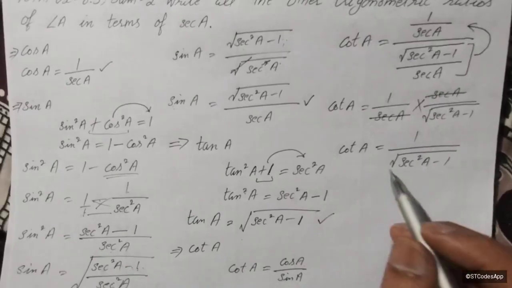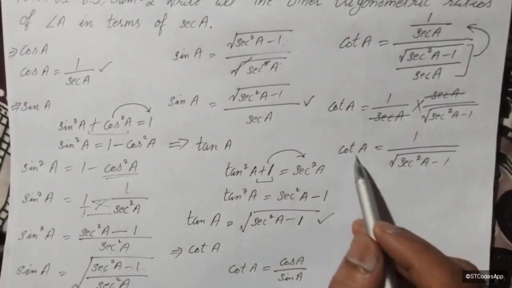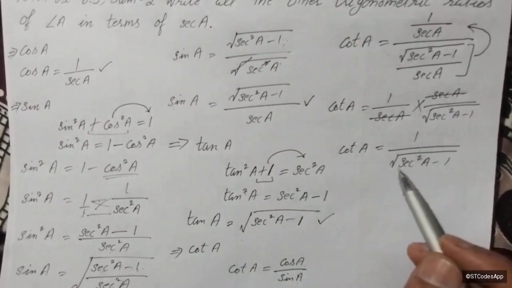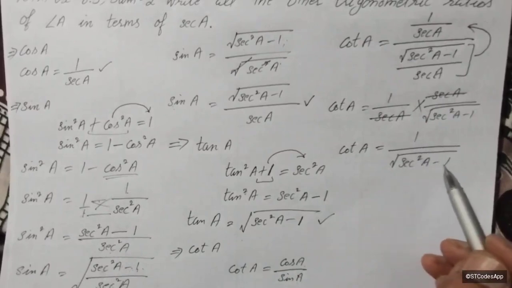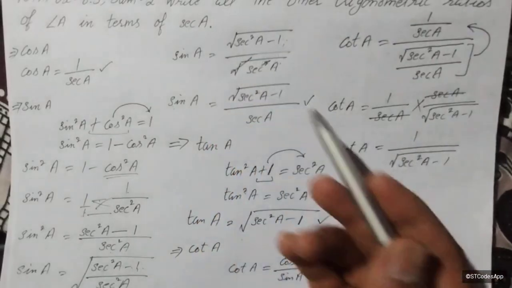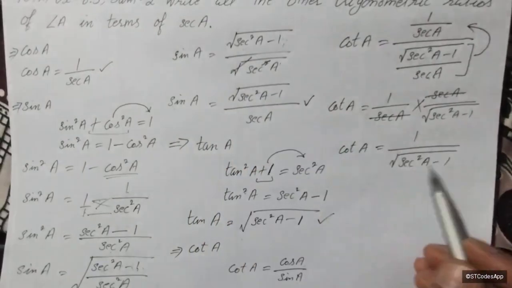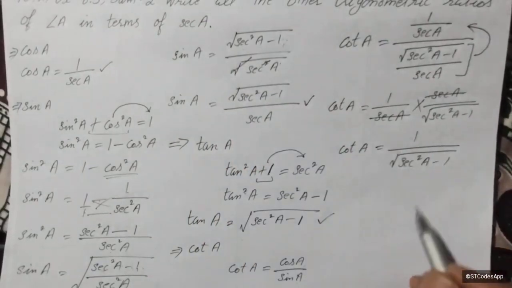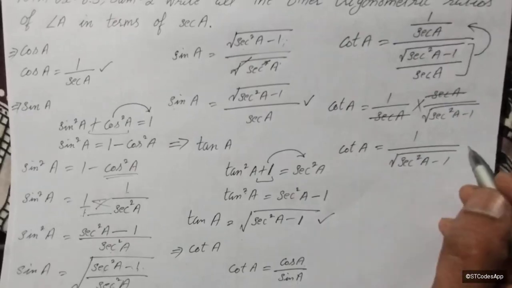So here we have changed cot A in terms of sec square A minus 1. We cannot solve this further. Sec square A minus 1 is unchanged, unsolved. The same will be the answer. Now next, this is solved.